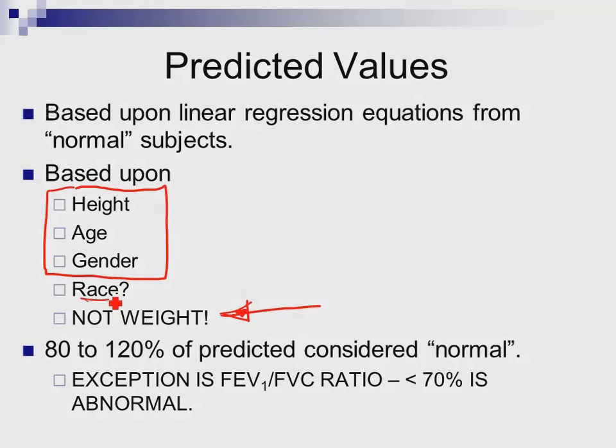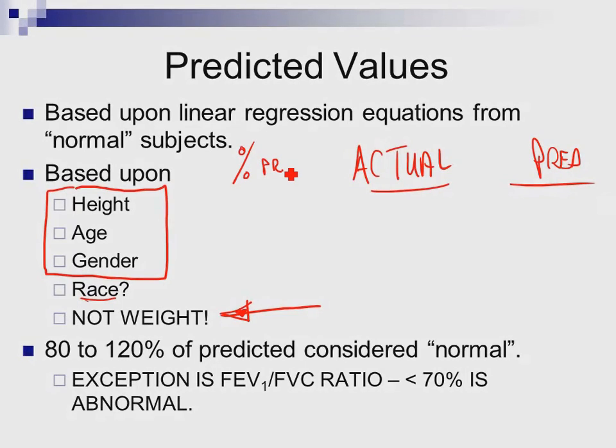We then compare their actual value that we measured to their predicted, and determine a percent predicted. So that's actual divided by predicted times 100%. It's a very difficult calculation to make. I'm kidding. And one of the things that I would expect you to be able to do is to do that calculation. It's not like it's a tough bit to do.